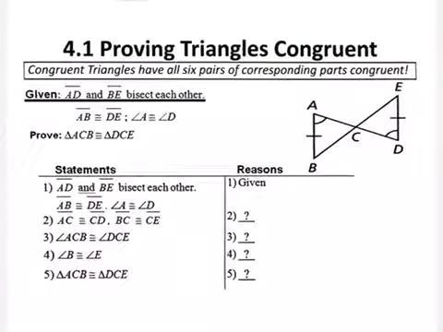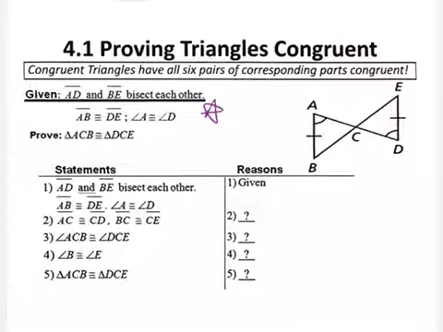All right, so now we're going to prove triangles congruent using all 6 pieces. Later in the week, we'll start looking at how to do this quicker, but for right now, we're going to have to prove all 6 pairs of corresponding parts are congruent in order to show congruence. So they start off by telling us that AD and BE bisect each other, and AB and DE are congruent, and angle A and angle D are congruent as well. And that's your given statement. They provided that in the very beginning of the problem.